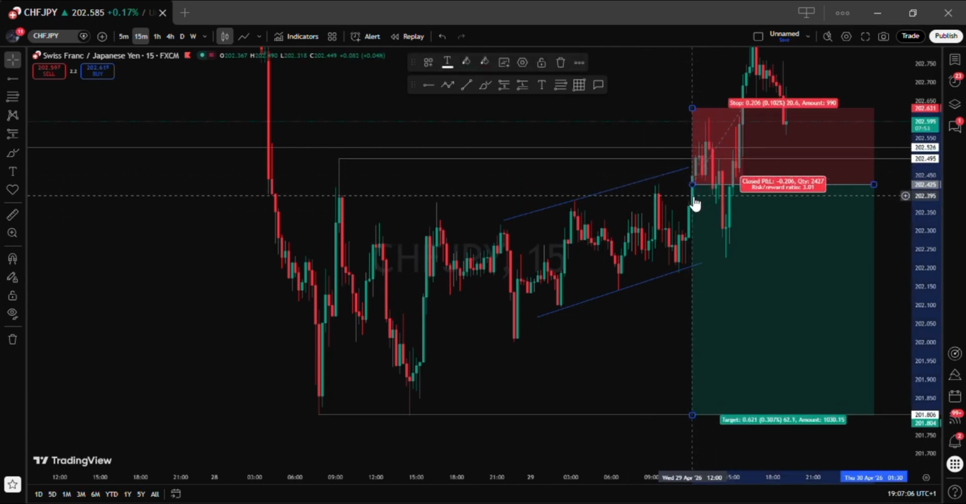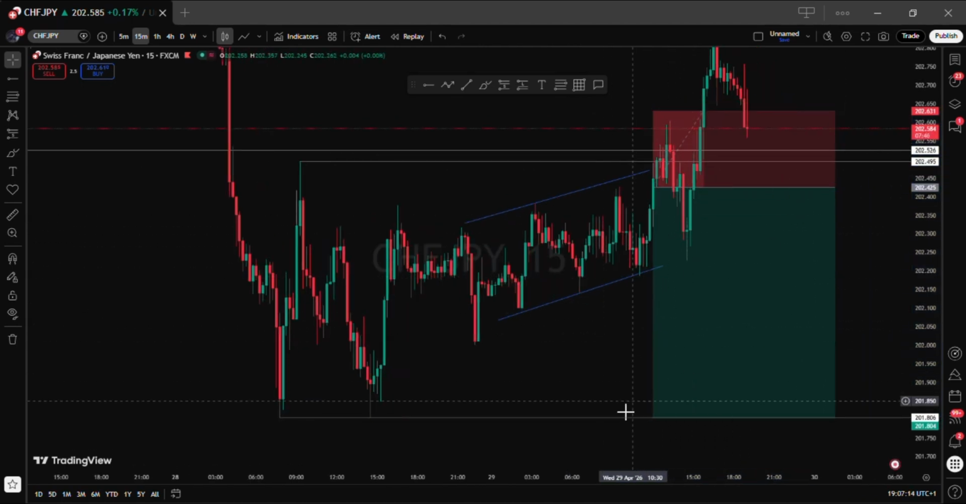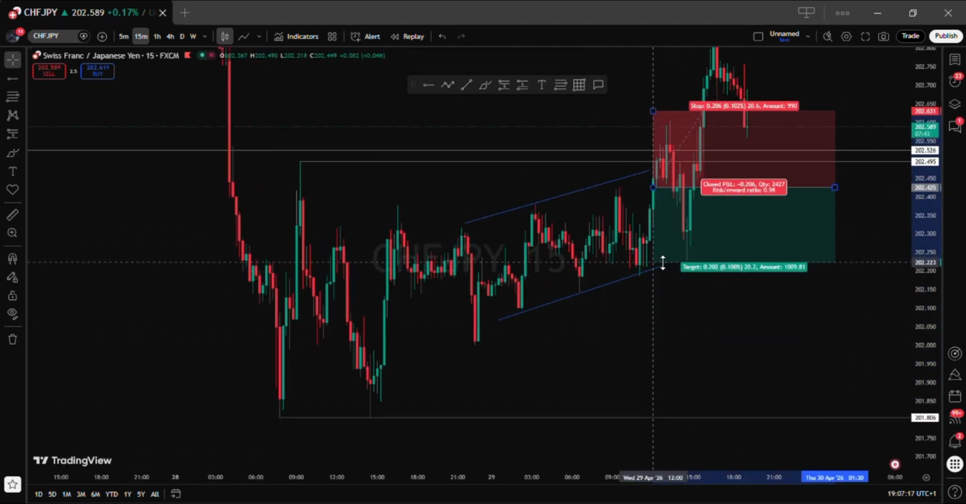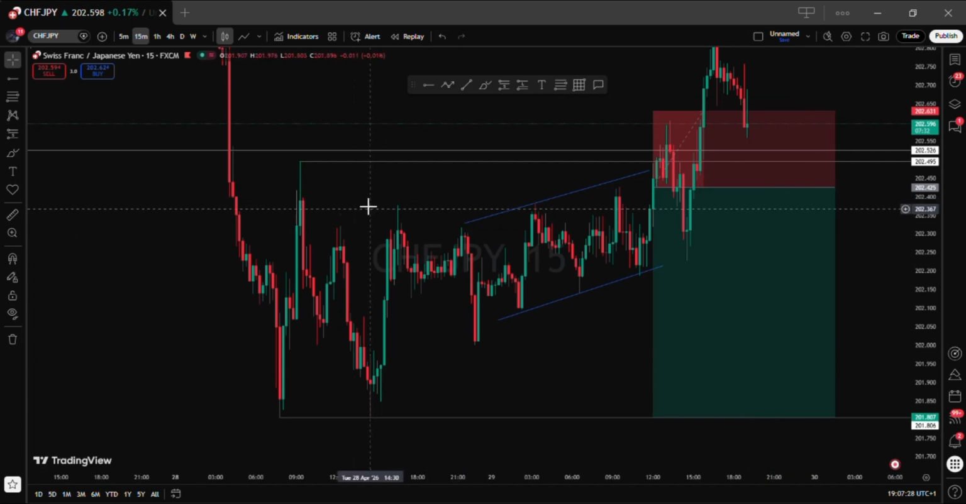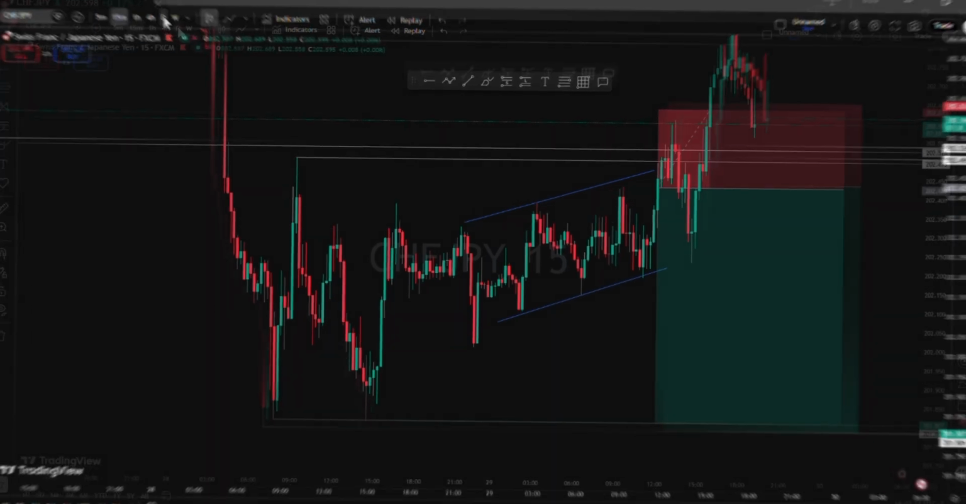But price action failed to commit. I could have moved to break even at that point, but I was away from the chart. It was more than about 1%, so more than enough to move to break even at that point. But I was away from it, so I couldn't move to break even, and that resulted in a loss.